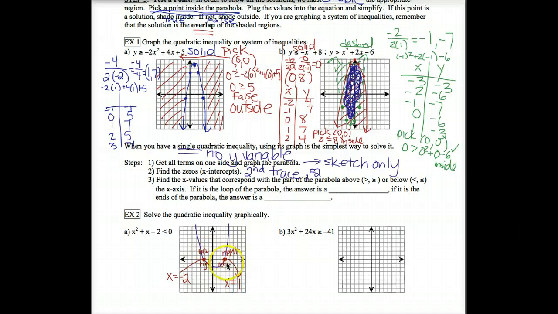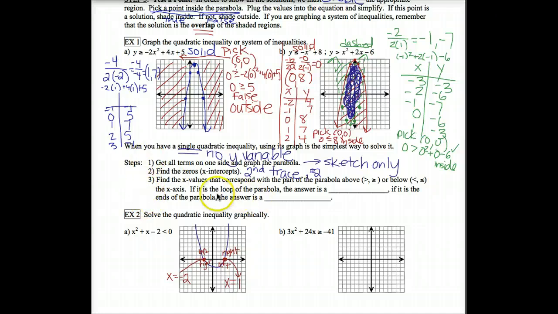So you can see again my sketch is not real accurate, but that's okay because we don't really need the sketch for anything other than to look at it. So we've got our zeros. Now what we're going to do in step 3 is we are actually solving this visually.